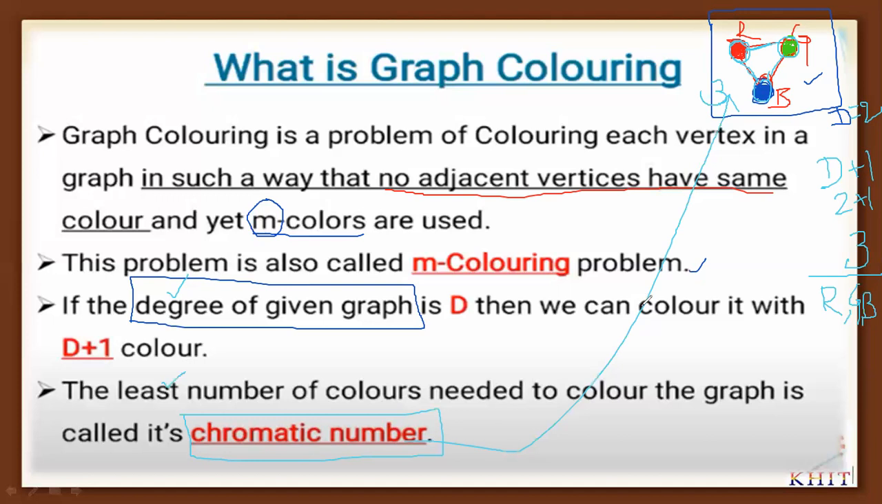So students, in this slide, we learned what is meant by the graph coloring problem, what its other name is, that is the m coloring problem, how to calculate the degree of the given graph, and how to find the chromatic number of a given graph. We discussed this in this session.